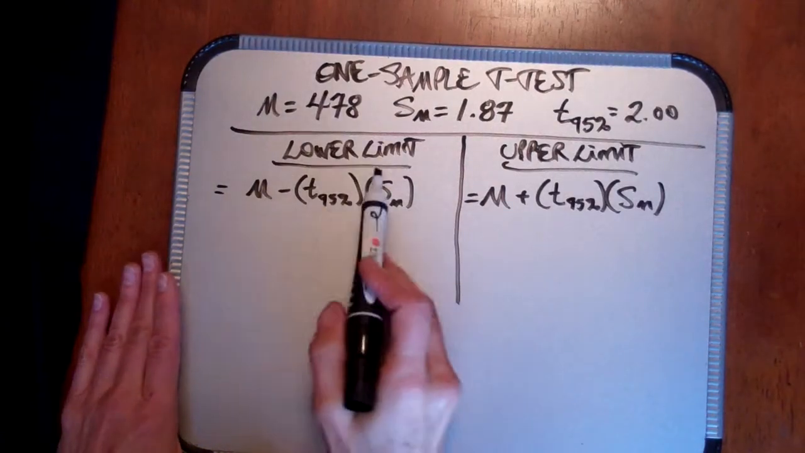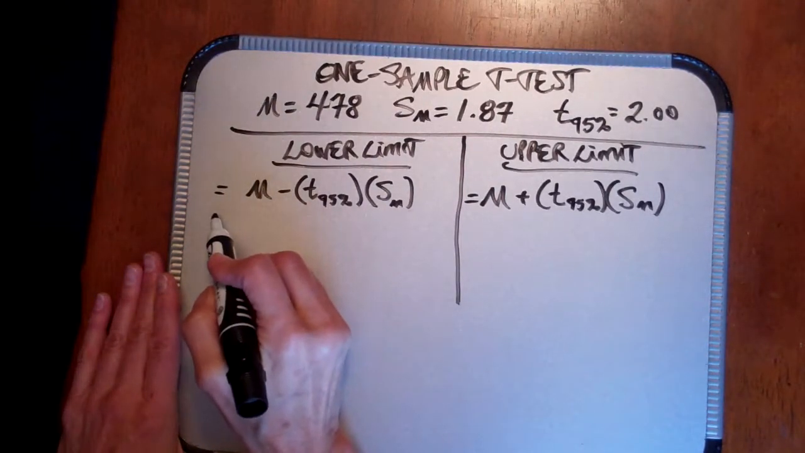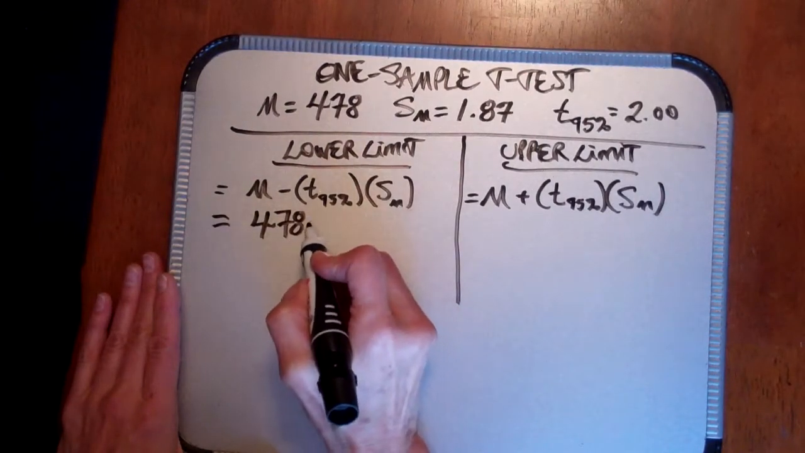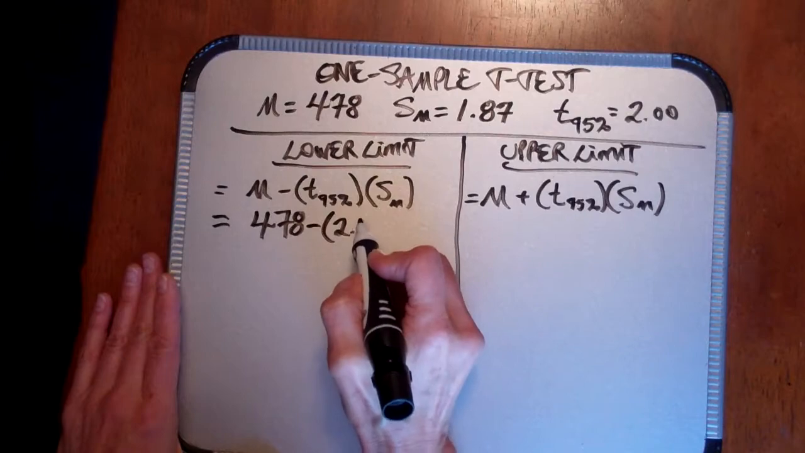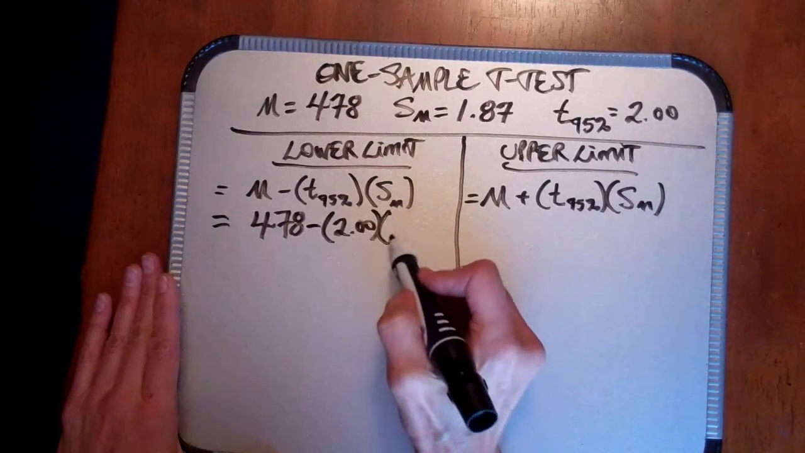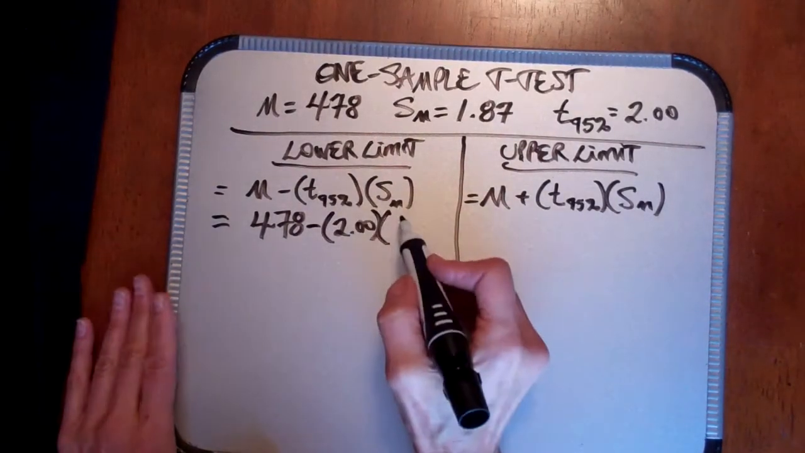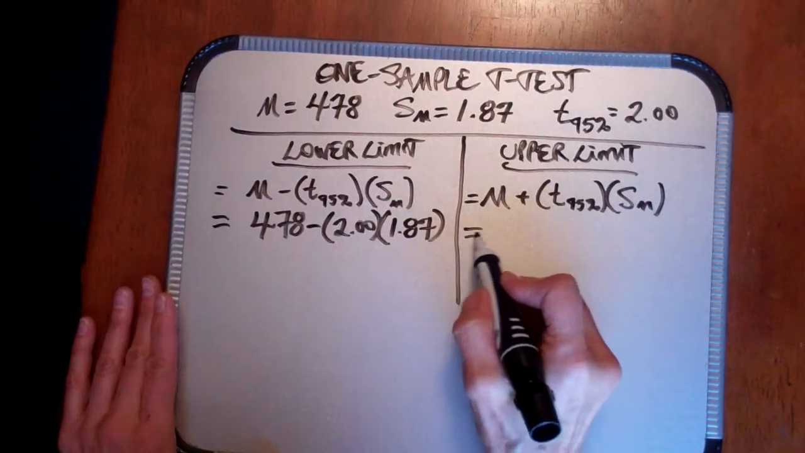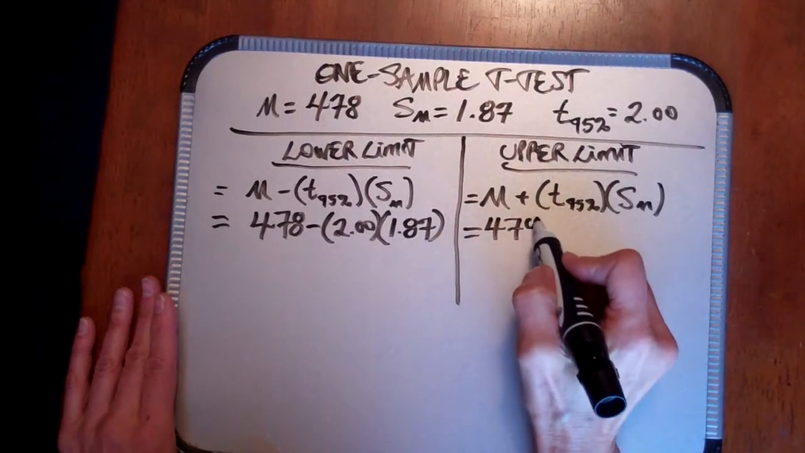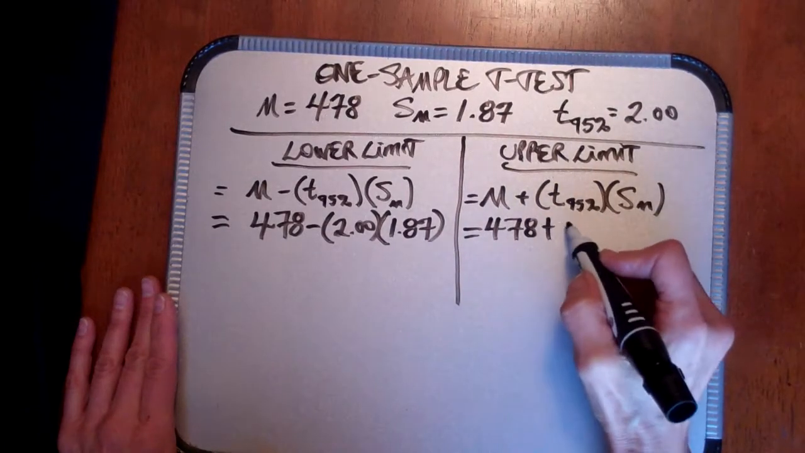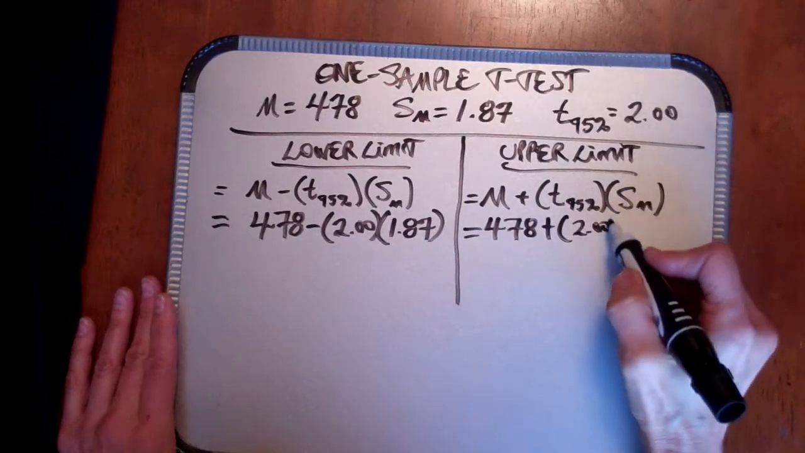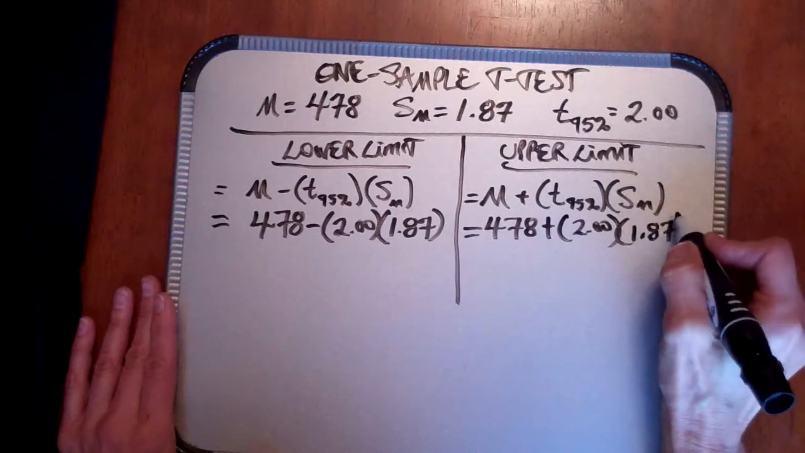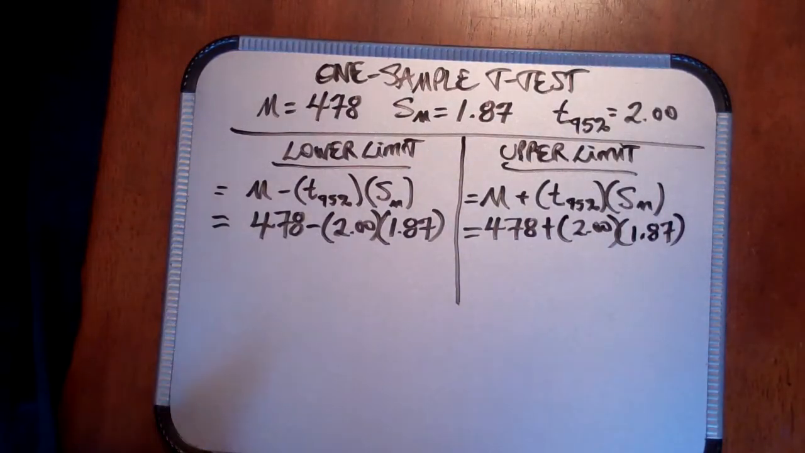And so the lower limit is calculated as you would expect by taking first the mean value and subtracting from that the t critical value, the t 95% value, times the standard error of the mean, right? And on this side we're going to do 478 plus 2.00 times the standard error of the mean for this formula.